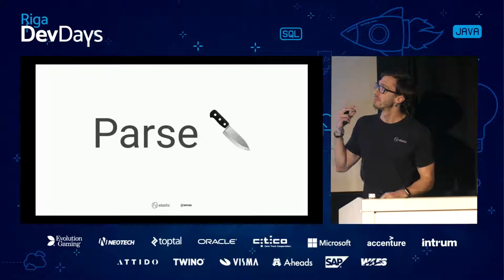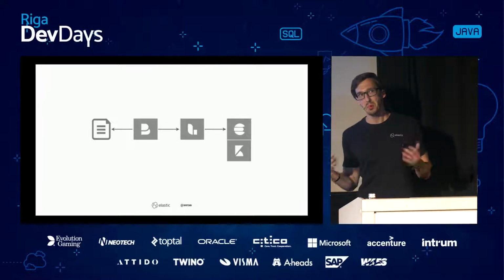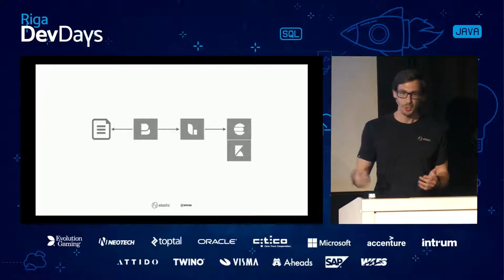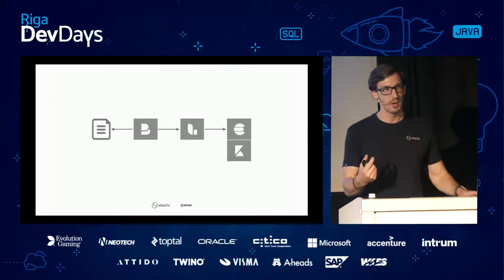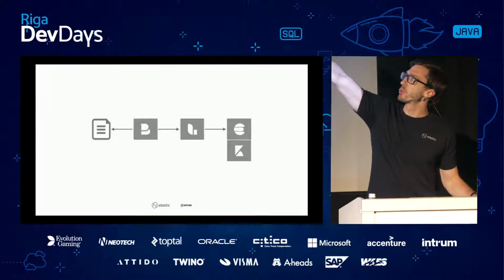So we start with a few patterns. The first one is what people are probably most used to, which is to parse. We have a classical log file. We have Filebeat to collect the log file and forward it to Logstash.